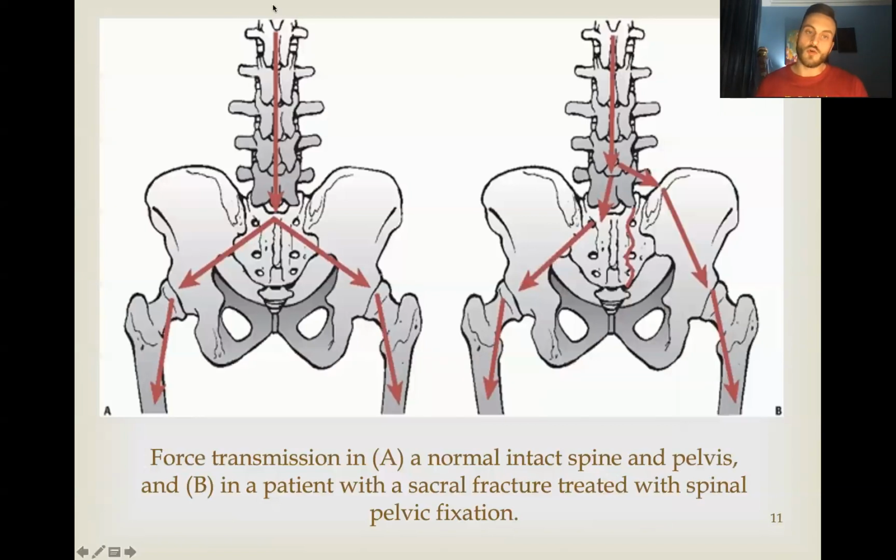This is a picture showing the normal distribution of your weight when you are standing, to both of your hips, but here the patient had spinal fusion.